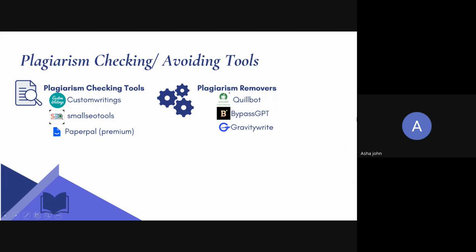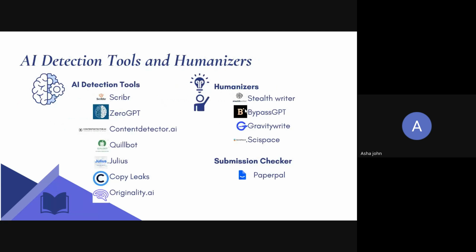So Quillbot will help you to remove plagiarism to a very good amount, but it will retain the AI content. So with respect to my experience, Quillbot will not reduce the AI content. It will very effectively reduce your plagiarism for you, but it will not reduce your AI content. For that, what I liked most is Bypass GPT, which will reduce the plagiarism as well as the AI content.